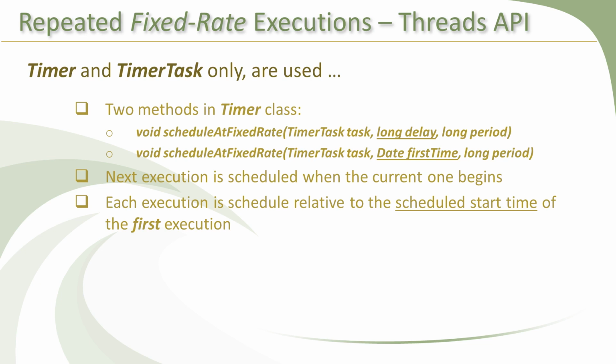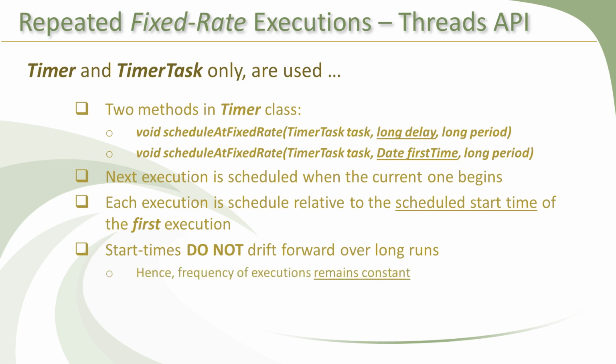The third execution's scheduled start time will be 2 times the period later than the first scheduled start time. The fourth execution's scheduled start time will be 3 times the period later than the first execution's scheduled start time, and so on. This means that the scheduled start times of two successive executions differ exactly by the specified period. So we do not see any drift in the scheduled start times and hence the actual start times over long runs, like we witness in the repeated fixed delay executions.